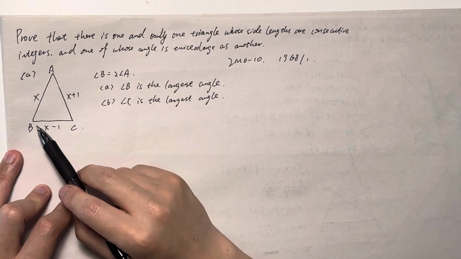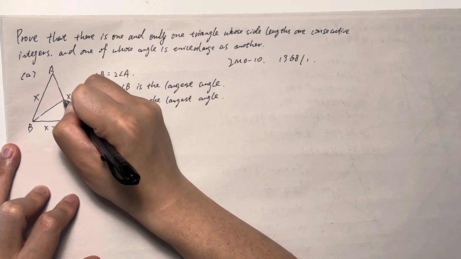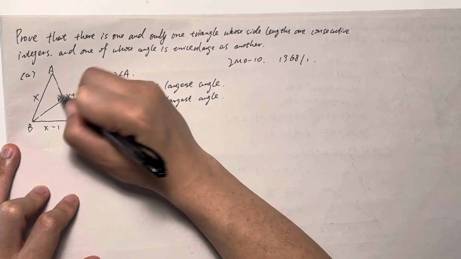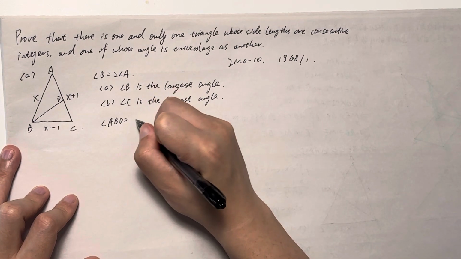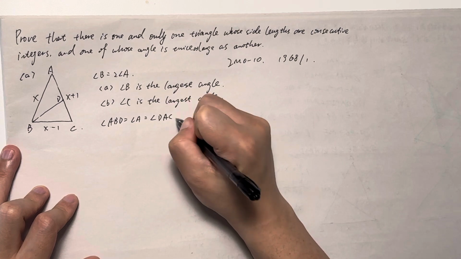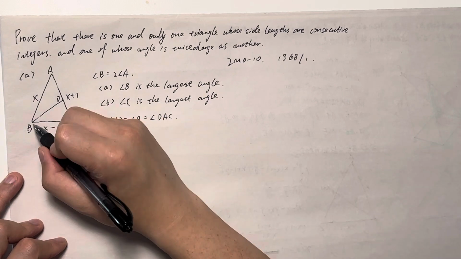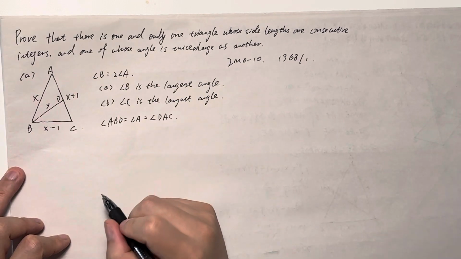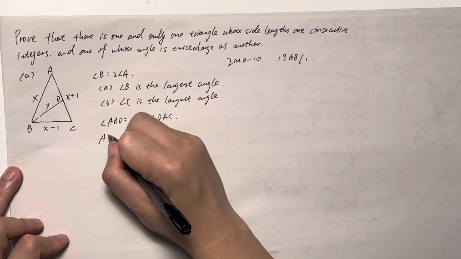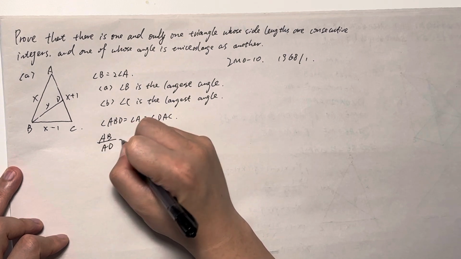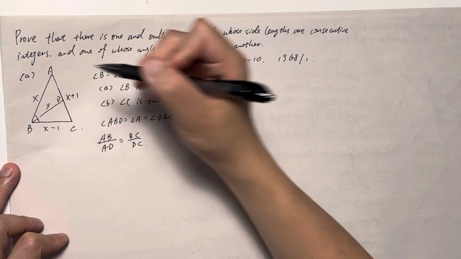And because angle B is twice of angle A, we can draw an angle bisector on the angle B. This angle bisector intersects AC at point D. So we know that angle ABD equals angle A equals angle DAC. Based on this, we can have our first equation. Let's set the length of BD equals y. So AB divided by AD equals BC divided by DC, because this angle equals this angle.